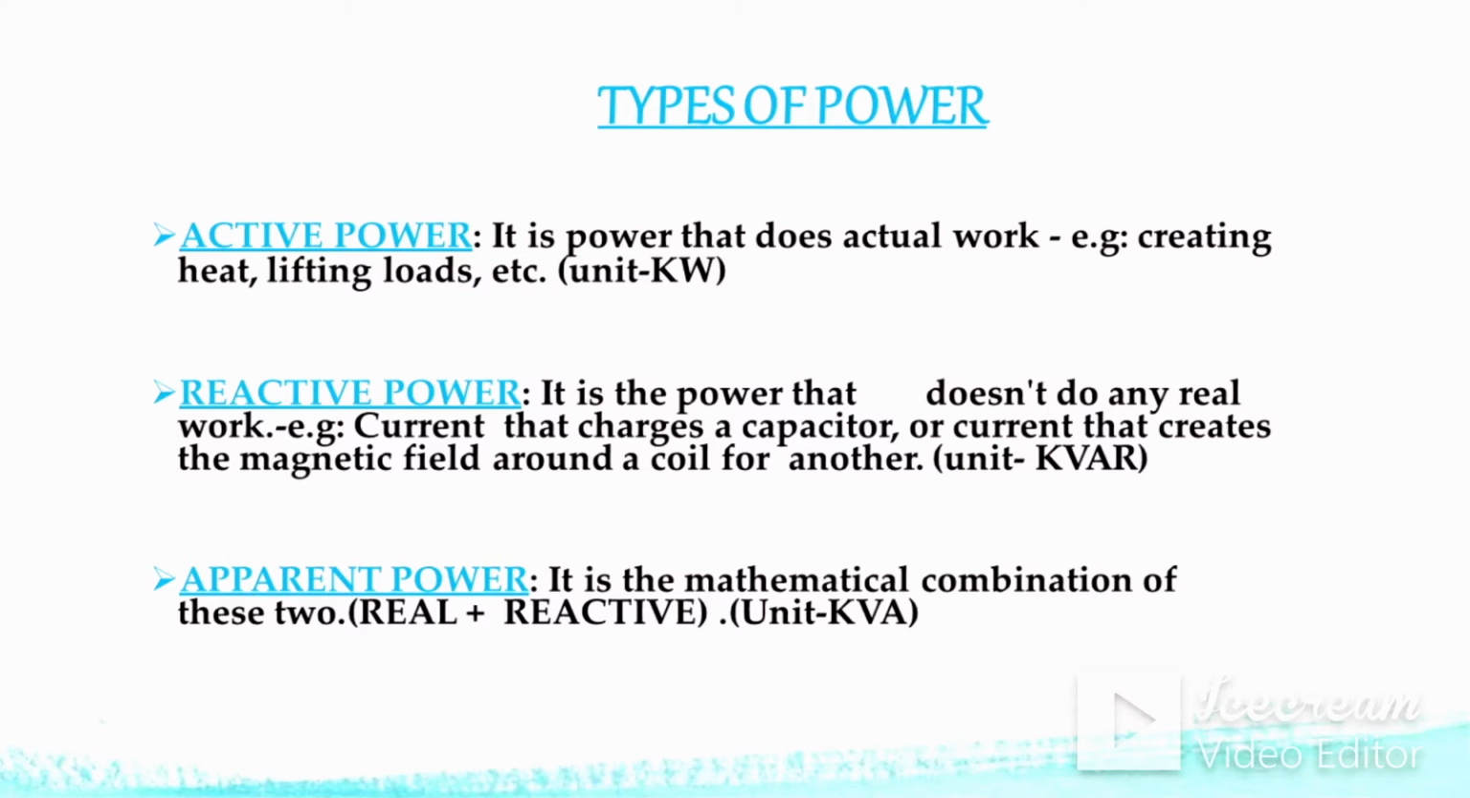The third one is the apparent power. It is mathematically the combination of the above two, that is active power and reactive power. It is the vector sum of real and reactive power. Its unit is kilovolt ampere.